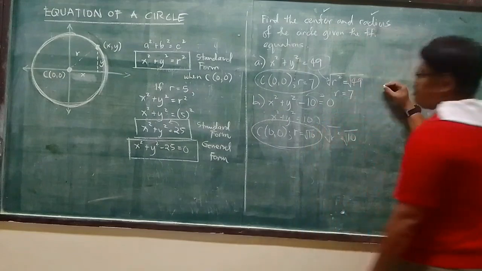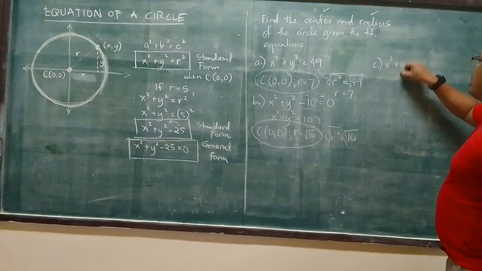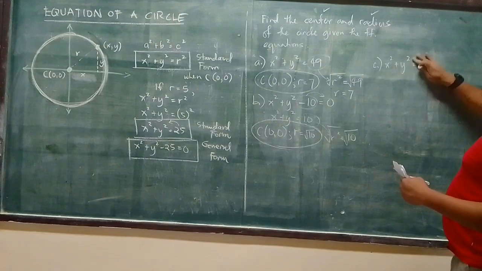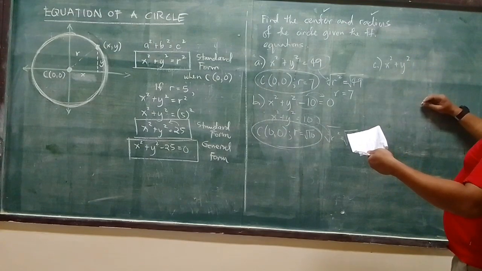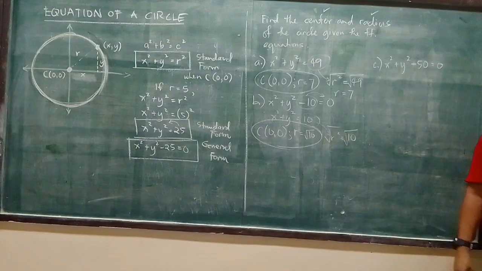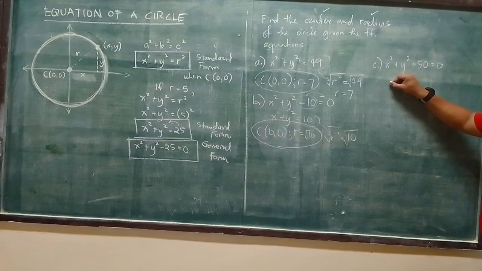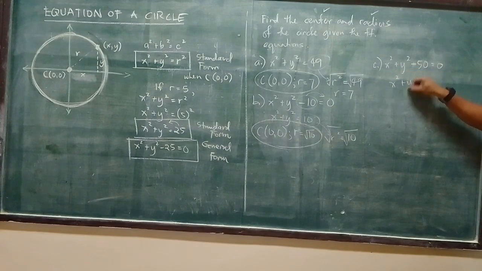Let's have another last example here. Example letter C: x squared plus y squared minus 50 is equal to 0. Again, the equation here is in general form. So the first thing you have to do here is to transform this into standard form. So x squared plus y squared is equal to 50.